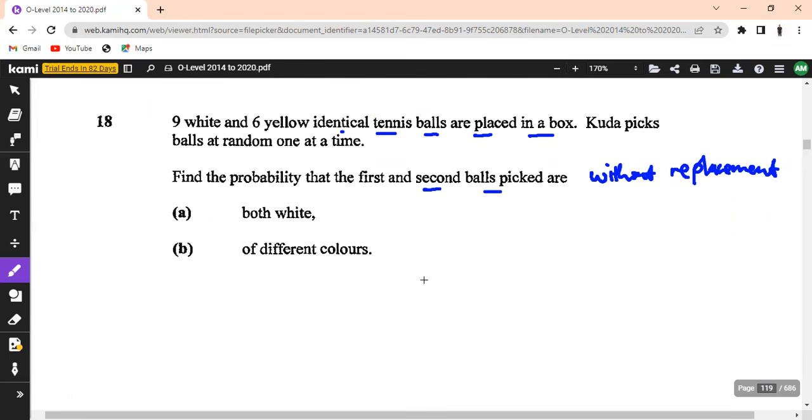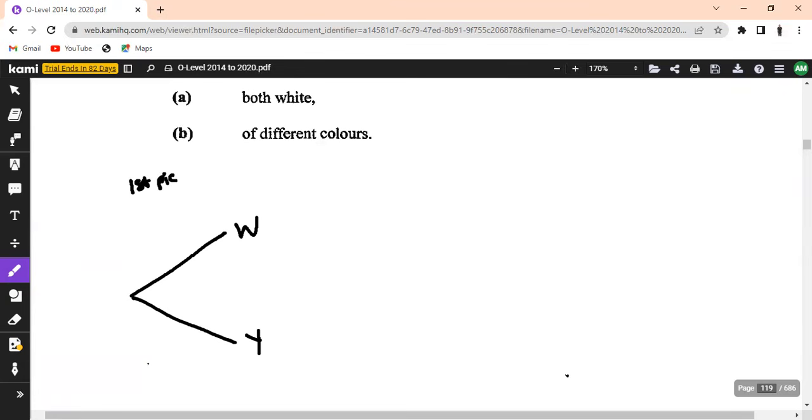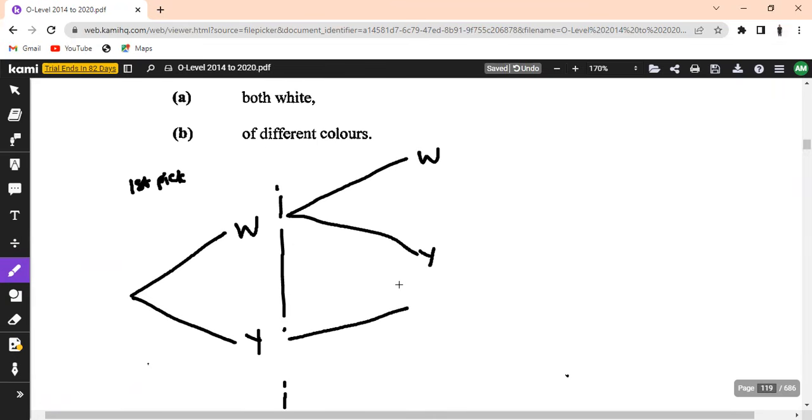So meaning to say we need our tree diagram. We are working with two branches, white and yellow in this case. All right, so this is what you're going to have. You're going to have a branch of white and yellow. So these are the two branches that you're going to have, white here and yellow. So this is actually your first pick or your first choice. Then we pick the second one. The second one in this case, so this white is going to branch again, giving us white and yellow. So it's white, yellow here, white, yellow here. So this is white and yellow.